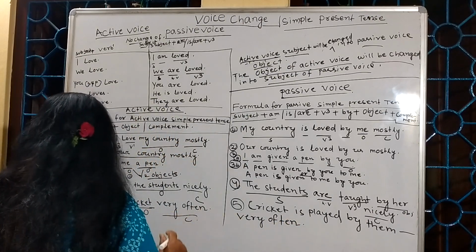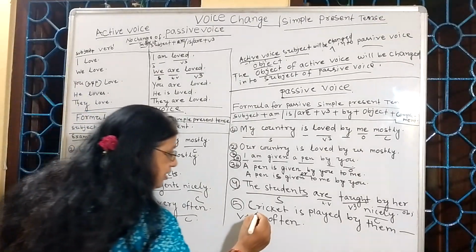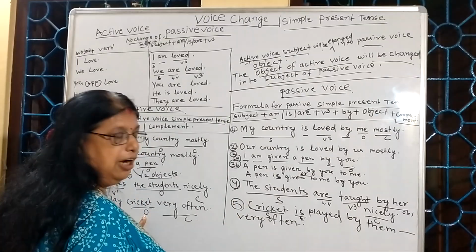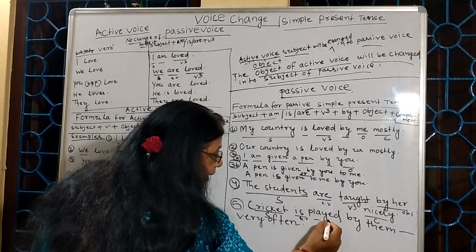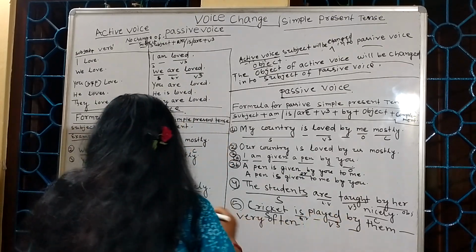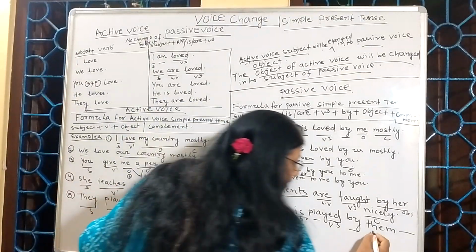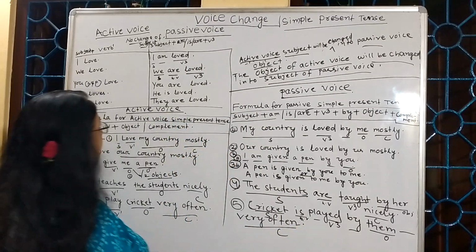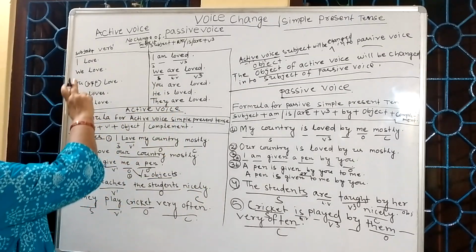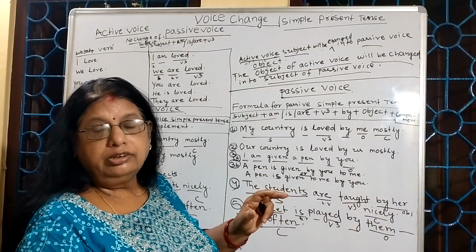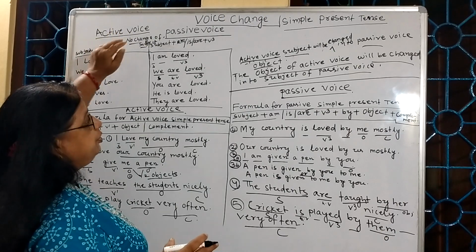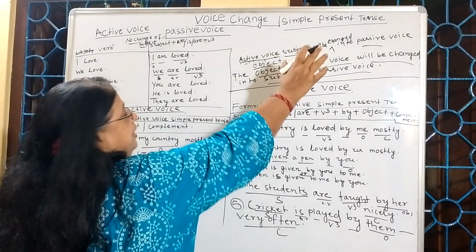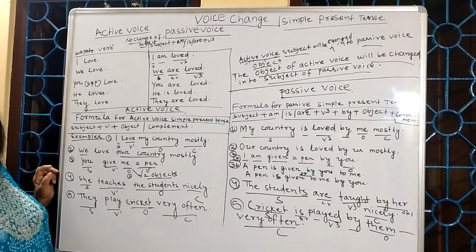So here the object of active voice is changed into the subject. Is is the helping verb, due to cricket being third person singular number. Played is verb 3. By them is the object. Here they is the subject, changed into them. Very often is the complement. So, my dear students, see the whole board, how the voice change from active voice to passive voice is going on in the simple present tense. Just give a look to the board.